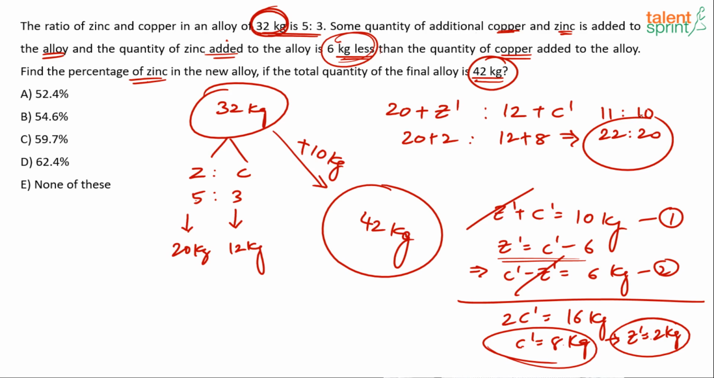22 is to 20 is as good as 11 is to 10. What is the percentage of zinc? Zinc is 11 parts out of a total of 11 plus 10, 21 parts, into 100. That's how we'll get the percentage of zinc. So you don't look at all these steps and get confused.